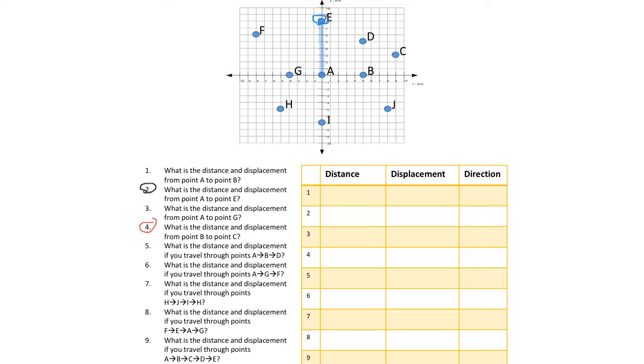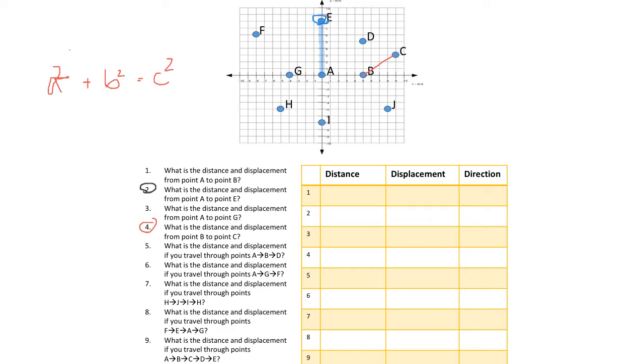So what is the distance and displacement from point B to point C? Okay, so it's a diagonal line. This is not something you can get by counting, because even if you count across the square, it's not going to be exact. So in this case, you have to use the Pythagorean theorem. If you remember this from math, a squared plus b squared equals c squared. So you're basically finding the hypotenuse of this triangle.